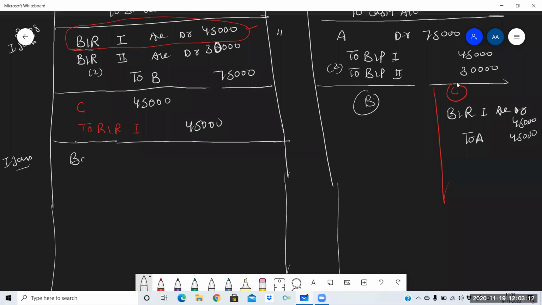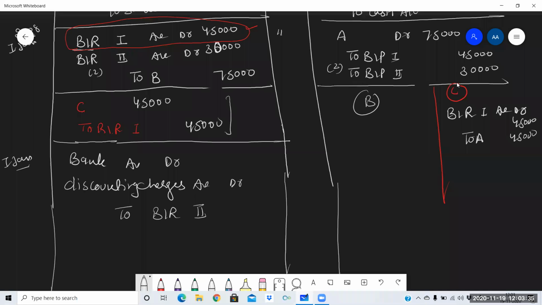When we will be discounting the bill, then the entry will be, this is the treatment of first bill. First bill is endorsed. Now bank account debit. There will be always a concept of discounting charges. Discounting charges account debit to BR2, bills receivable 2.